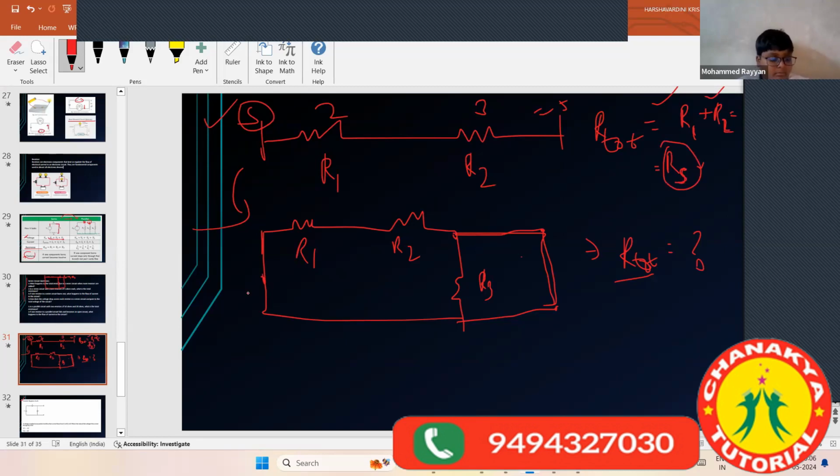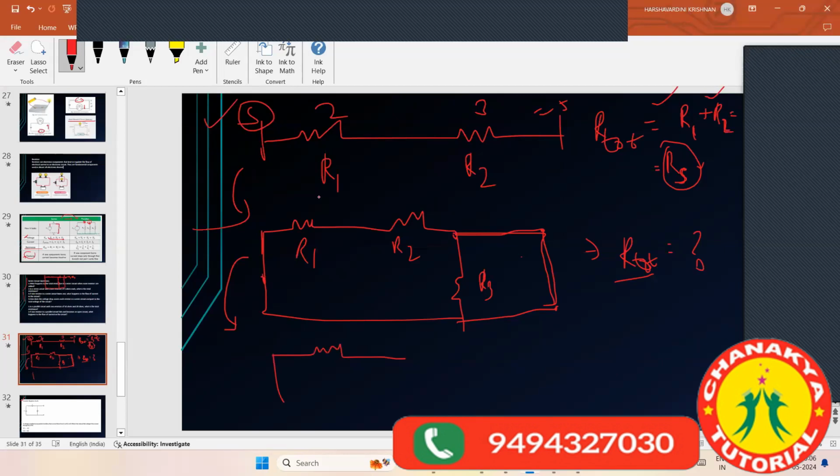Okay, now I am redrawing this diagram to make it simpler. Instead of R1 and R2, I have added the total resistance. I got RS, right? So I don't want to keep these two resistors here. Instead of that, I'm replacing R1 plus R2. I have added them, no? So I am replacing them with one resistor RS.